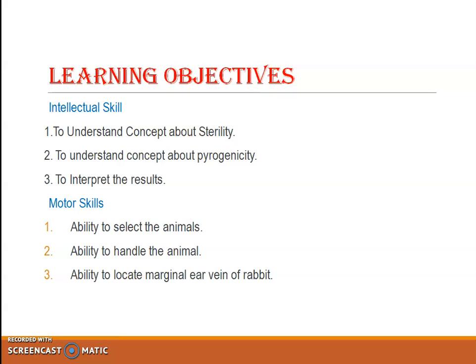The learning objectives of this practical: first is to develop intellectual skill. In this, to understand the concept of sterility, to understand the concept of pyrogenicity, and to interpret the result. The motor skills which will be developed are the ability to select the animal, the ability to handle the animal, and the ability to locate the marginal ear vein of rabbit.